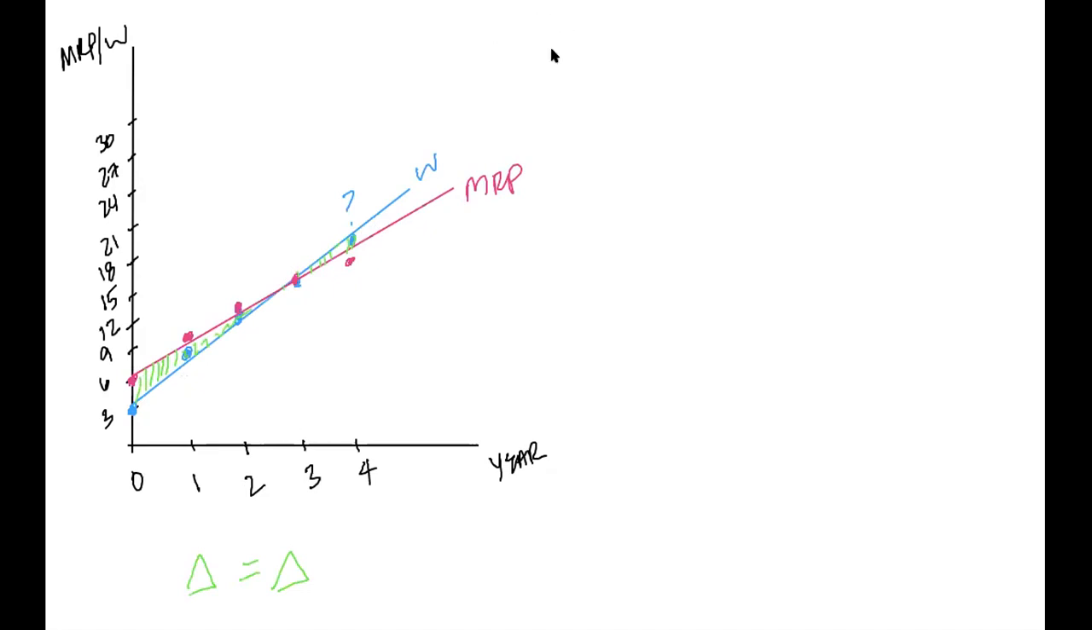So ideally, we would want, so this area is the underpay section, I'm going to call it the underpay section. Then this area I'm going to call overpay. So ideally, we would want underpay to be less than or equal to overpay.